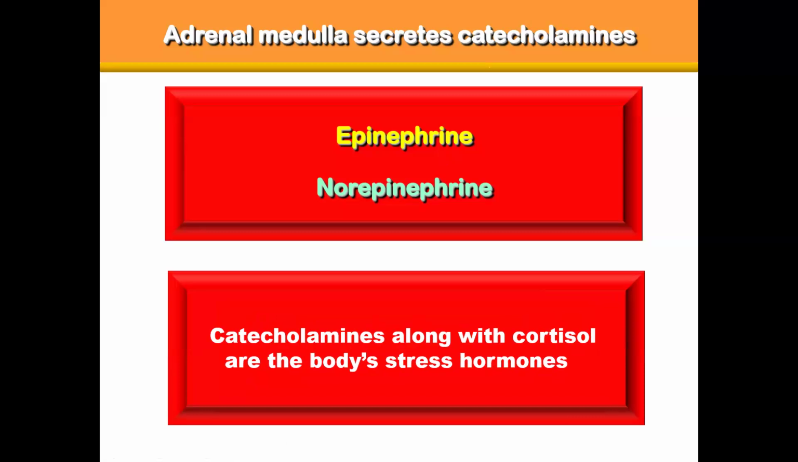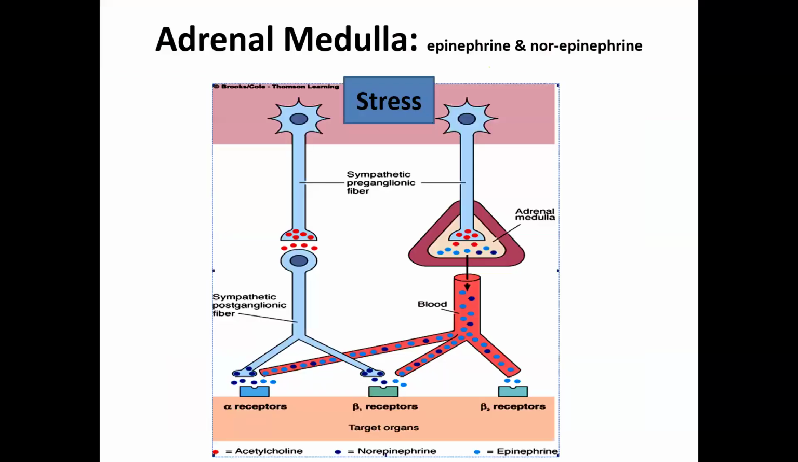Whenever we come across any stressful situation, the levels of cortisol will increase in our body, as well as the levels of these catecholamines, epinephrine and norepinephrine. And these three hormones, epinephrine, norepinephrine, and cortisol, will then function to help us fight against the stress.